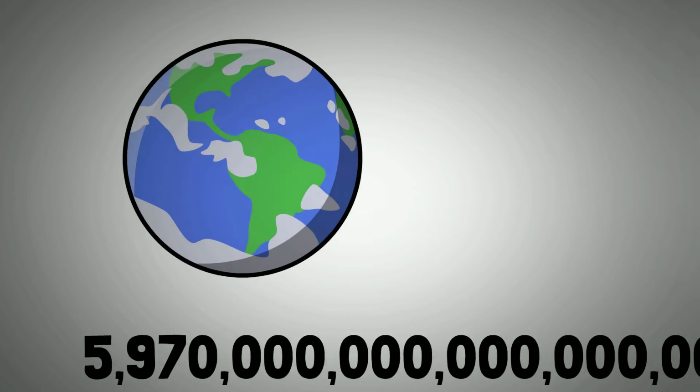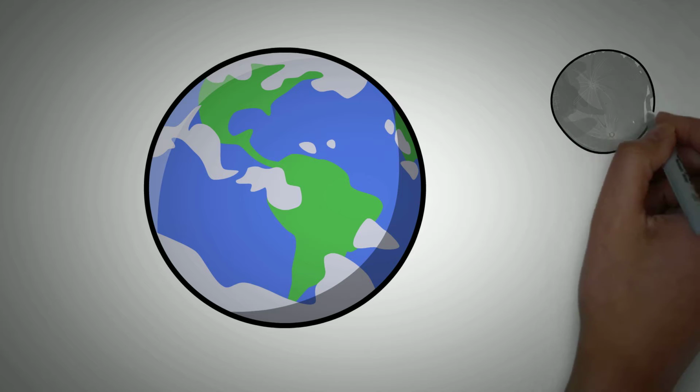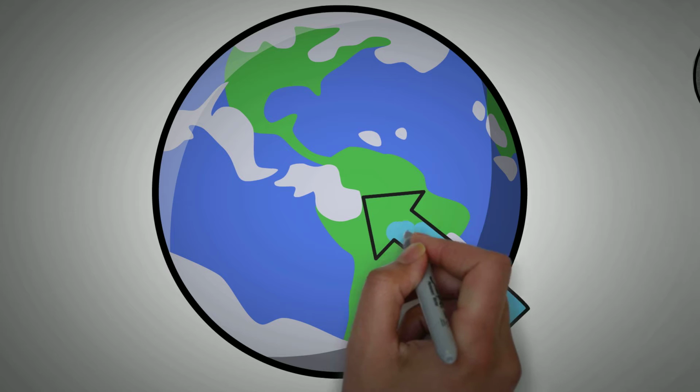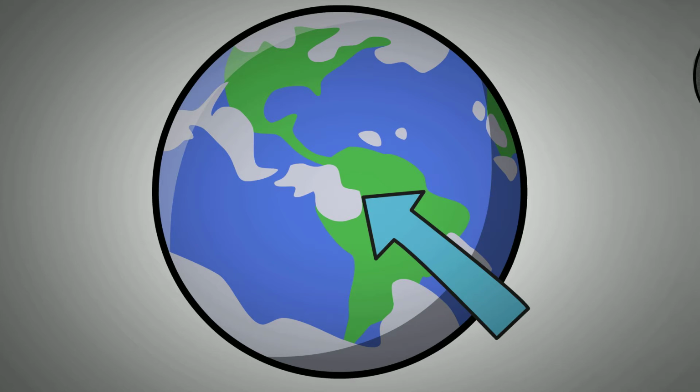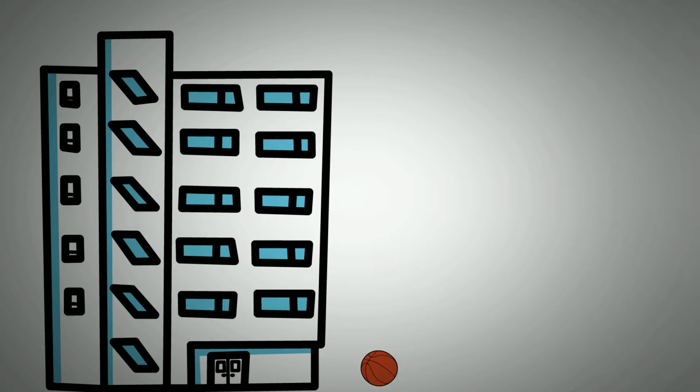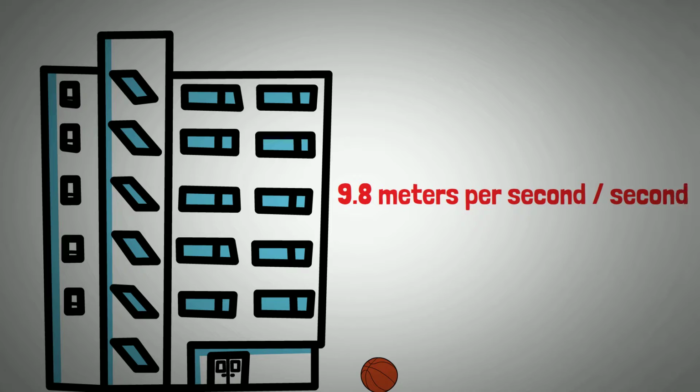Mass creates gravity that acts on surrounding objects. The large mass of the Earth creates enough gravity to keep us moving towards its centre. That's why we don't fly off into space. On Earth, the gravity causes objects to accelerate towards its centre at 9.8 metres per second every second.